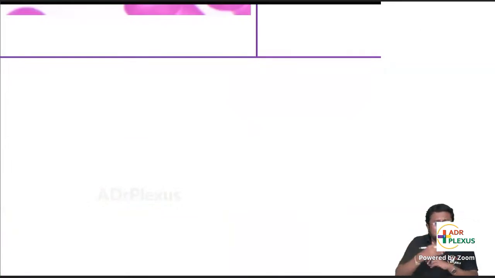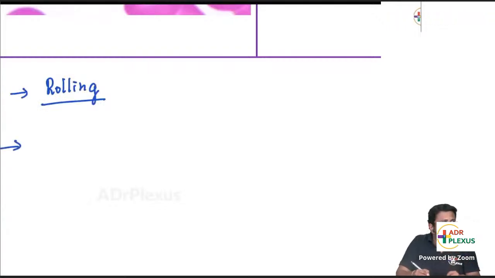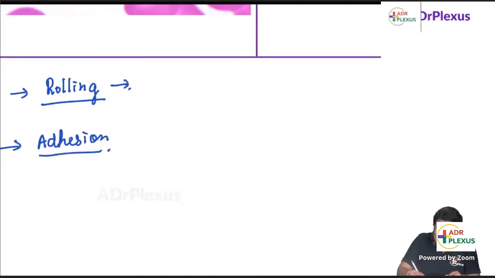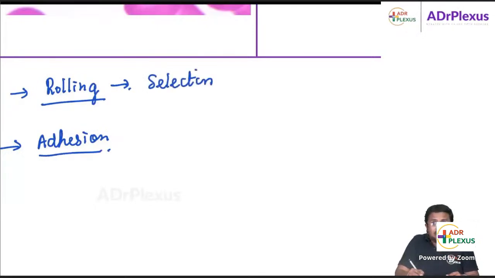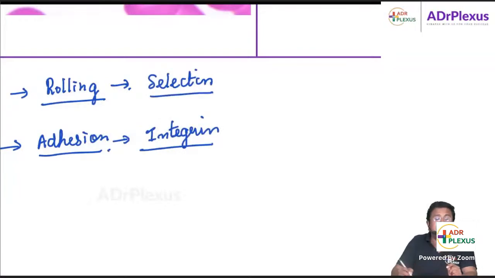Which molecule is needed for the rolling process in the cellular events of inflammation? Rolling, adhesion. You should recollect. Rolling, you remember selectin. Yes, selectins are responsible for the rolling. And for adhesion, what molecules are needed? Integrins. Adhesion integrins are needed.